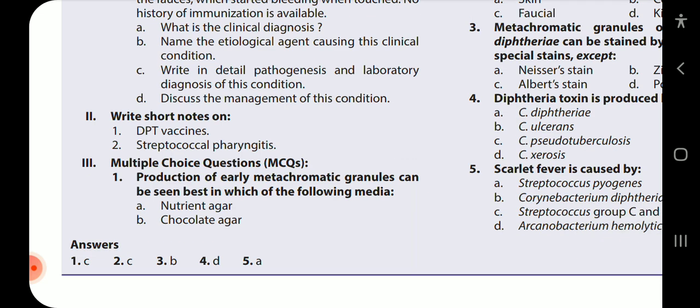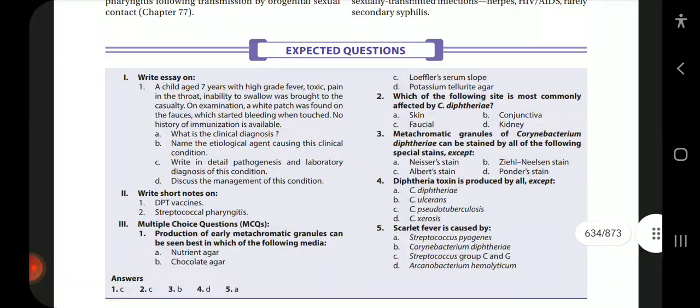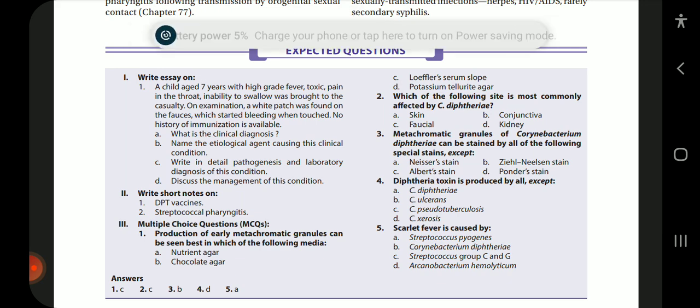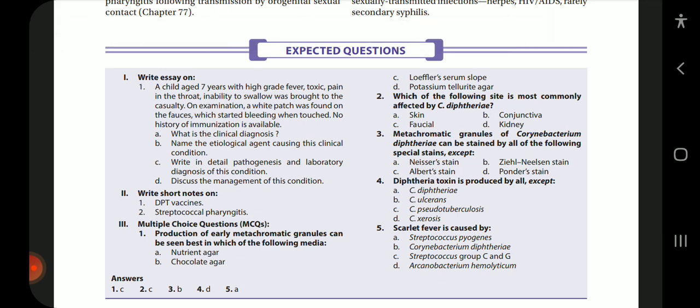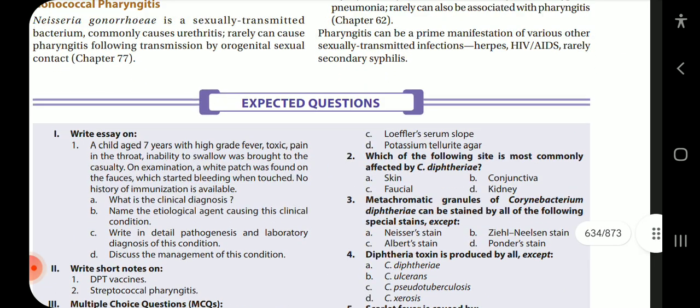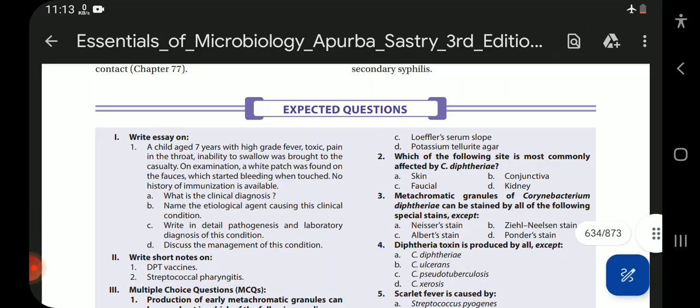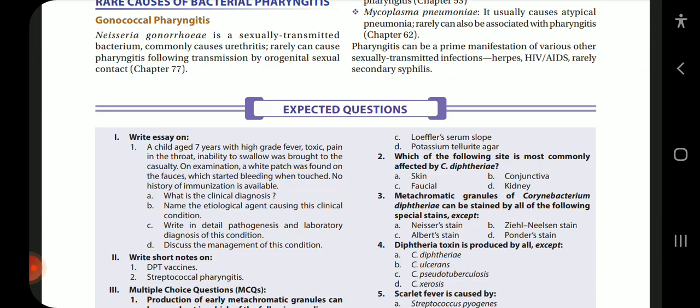Now coming on to the questions. Early metachromatic granules can be seen best in which of the following media? In this we can see nutrient agar, chocolate agar, Loeffler serum slope and potassium tellurite agar. So metachromatic granules are best seen in Loeffler serum slope. Which of the following is the most common affected site by Corynebacterium diphtheriae? It is most commonly faucial diphtheria.